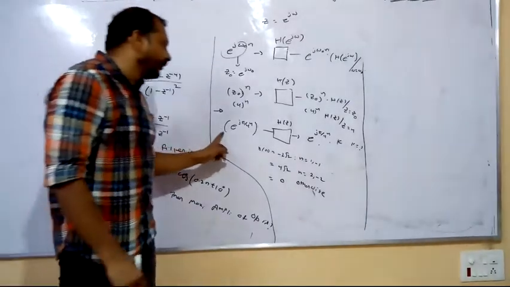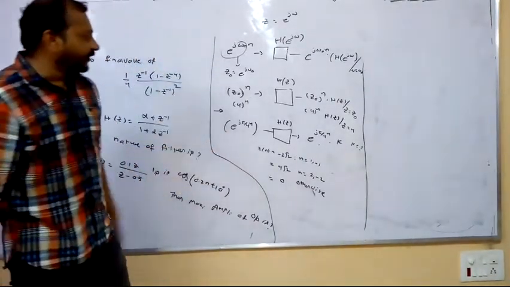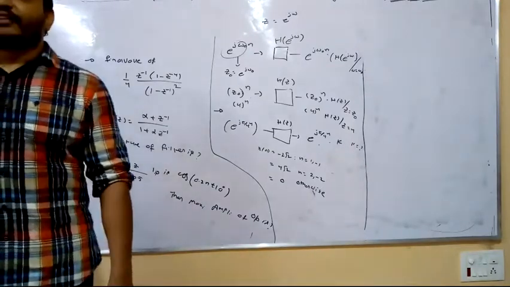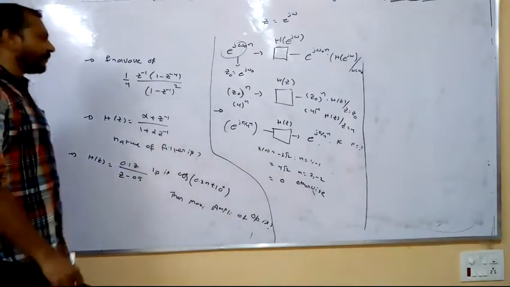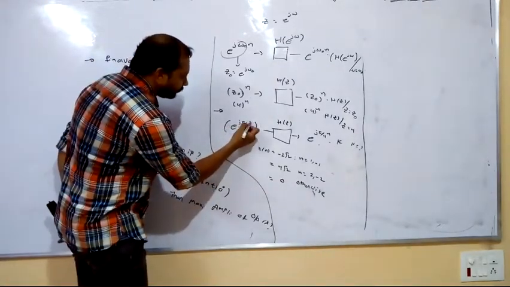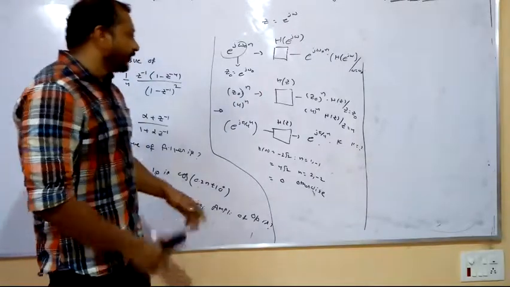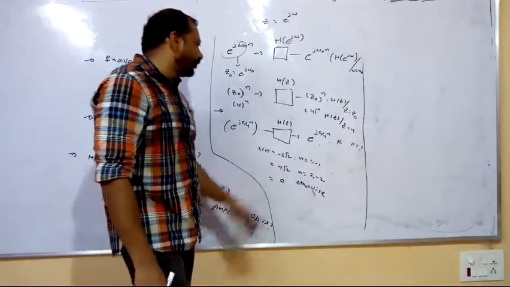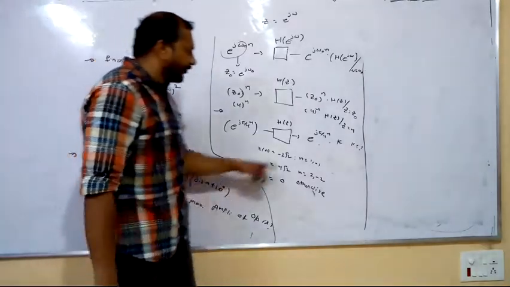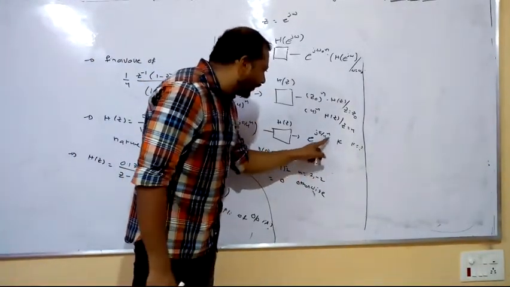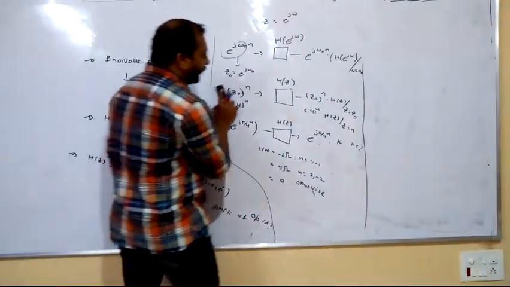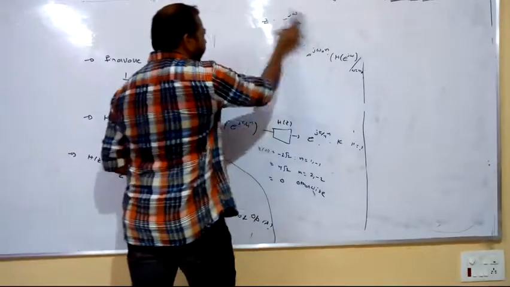Consider a question. The input signal e to the power j pi by 4 n is given as input to the discrete filter H of z, and it produces the output e to the power j pi by 4 n into k. Then what is the value of k they are asking?